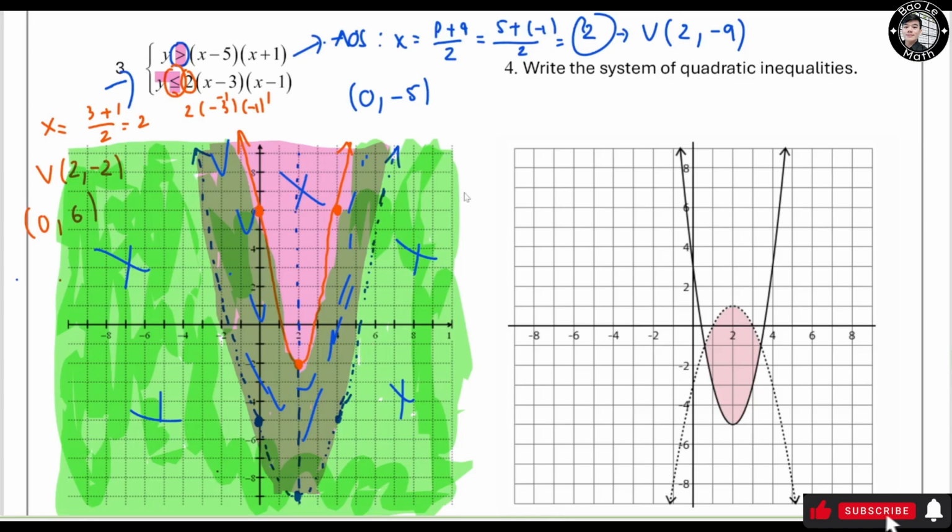Now let's move on to the last question. Question 4. We're going to write the system of quadratic inequalities given the graph right here. So we're going to do it backward. First I'm going to talk about this one. I locate the vertex, it could be right here, negative 5, and this one should be 2. So I have y equals a times (x minus h) squared plus k. I see that the y-intercept is right here.